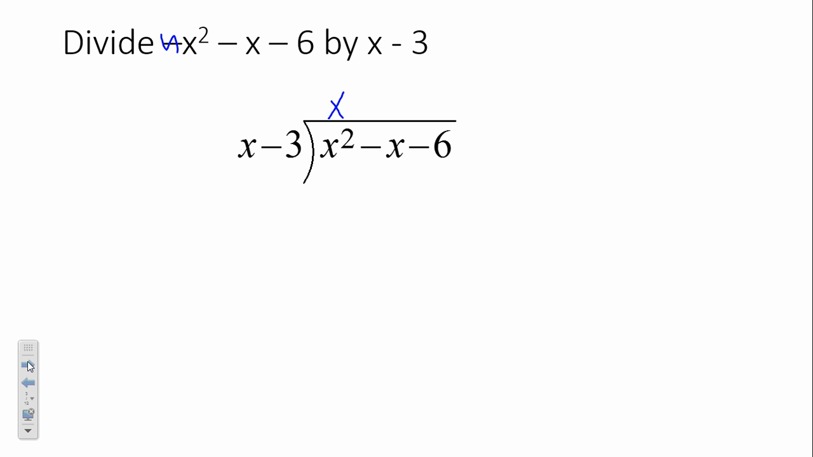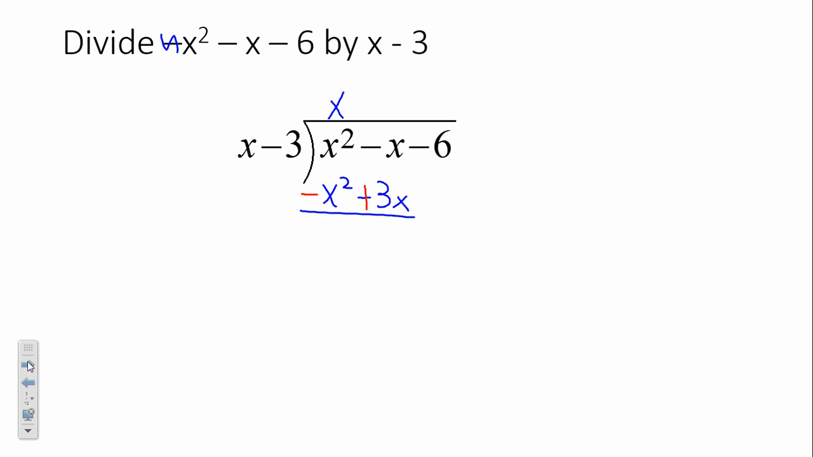So when we do that, let's do our multiplication. X times x is x squared. Negative 3 times x is negative 3x. What was our next step in long division? Subtract. So we're going to change the signs of everybody. We change the sign of x squared to negative x squared. We change the sign of a negative 3x to a positive 3x. Because if you're subtracting a negative, it's added, correct?